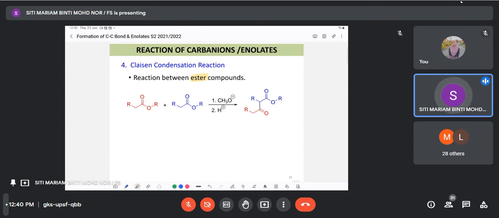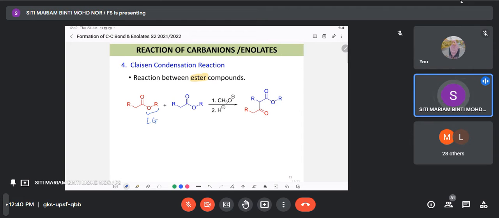Alcohol. So what you see here is actually your leaving group, LG, for this reaction. That's why, if you look at this equation, this is the general equation.